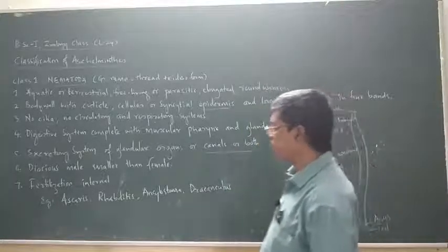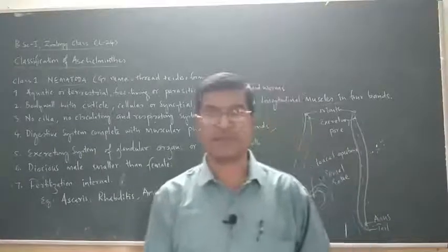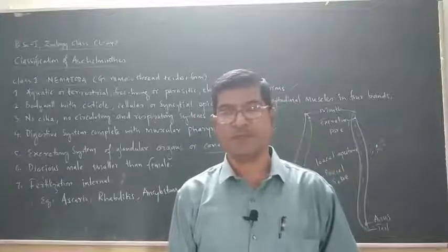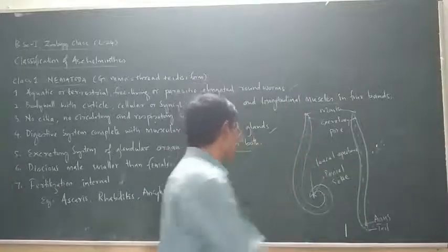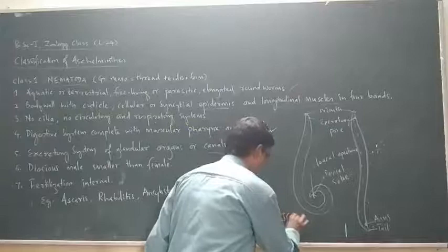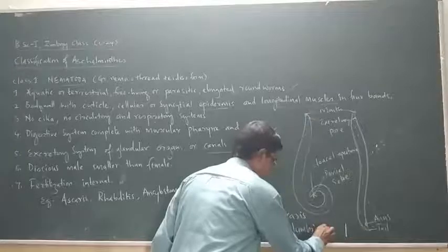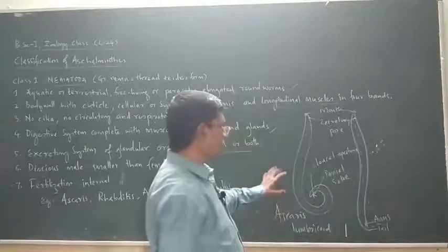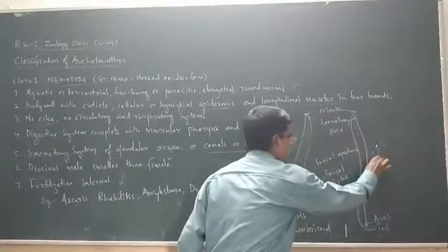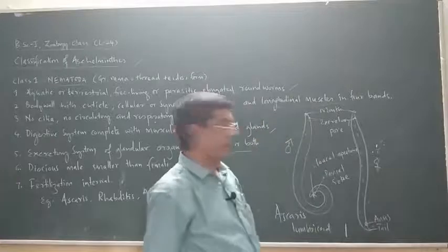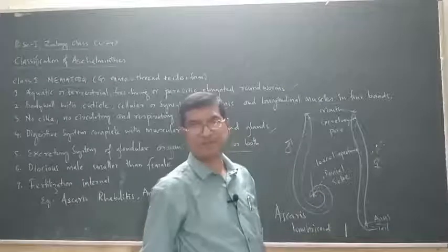Then dioecious, male smaller than female. Dioecious means unisexual. Sexes are separate here. Here in case of Ascaris lumbricoides, this is male, this one is female. So the female is longer than the male. The male is smaller than the female.